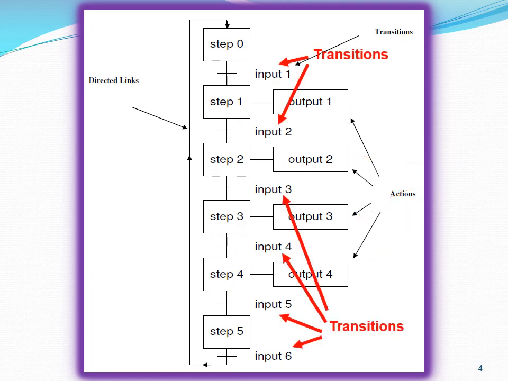Transitions are the conditions that require to be met in order for the system to move from one step to the other. In this example, input 1 needs to occur in order for the system to move from step 0 to step 1. Input 2 will need to occur in order for the system to move from step 1 to step 2, and so on. Directed links are the connections between the steps.